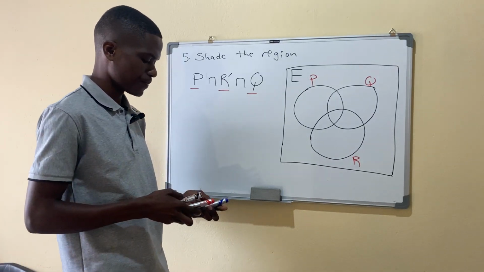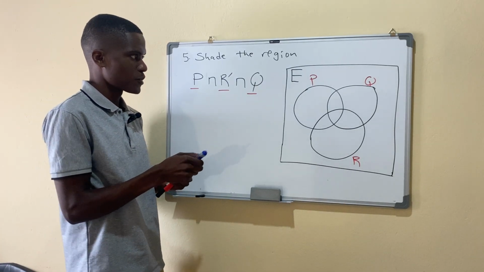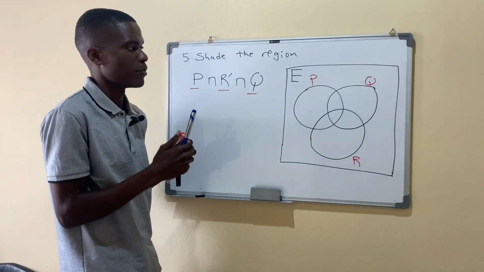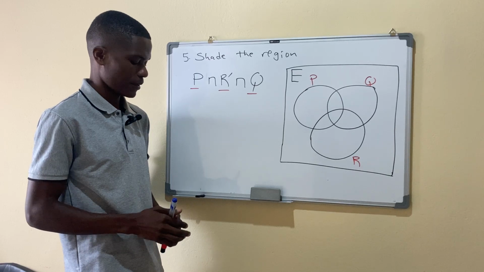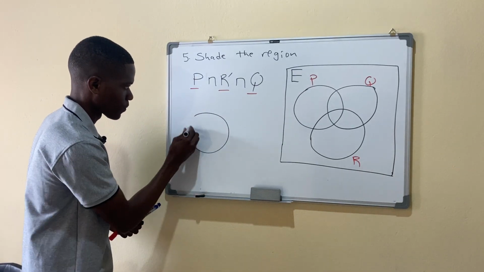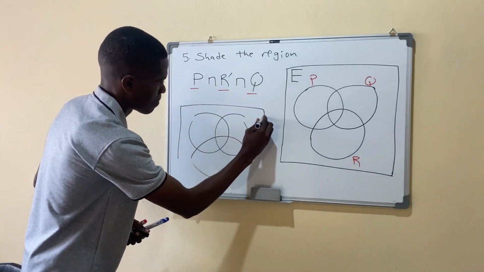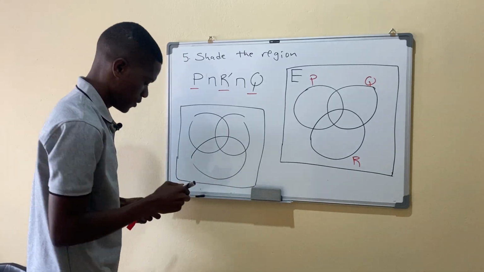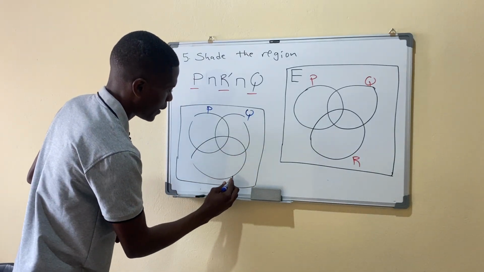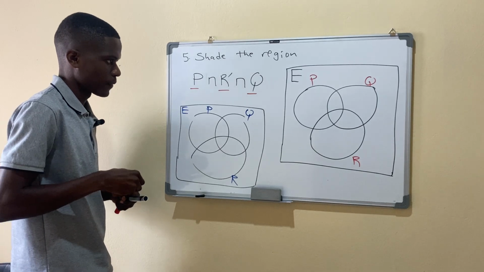So let's get started. So I'll start by shading P, okay? Before your final answer, I would actually recommend that you have a different diagram before you shade on the final diagram, okay? So we'll do that. We'll create another diagram right here before we final answer. Okay, so we can call it P, Q, R, and of course our universal set right there.